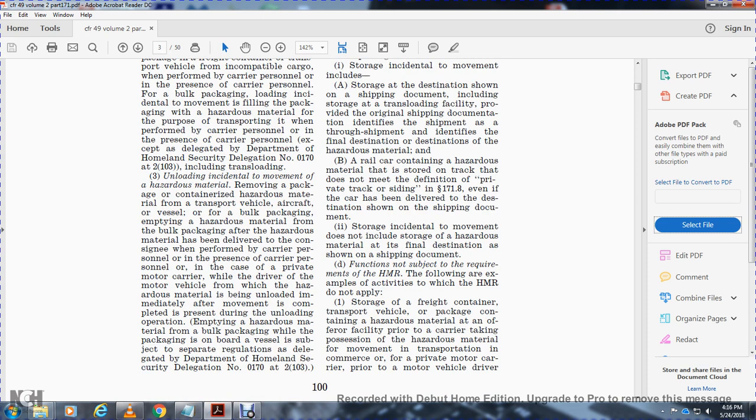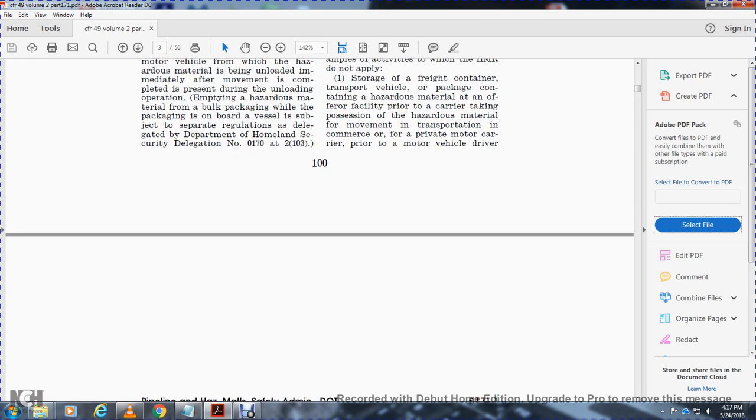Storage in a freight container or transportation vehicle with the active container of the hazardous material, and/or offered to facilitate the carrier, prior to the carrier taking possession of the hazardous material. Movement in transportation commerce of a private motor carrier with the motor vehicle driver.